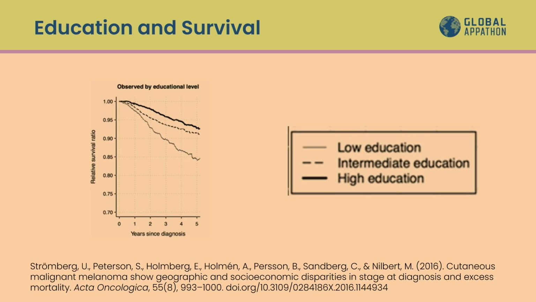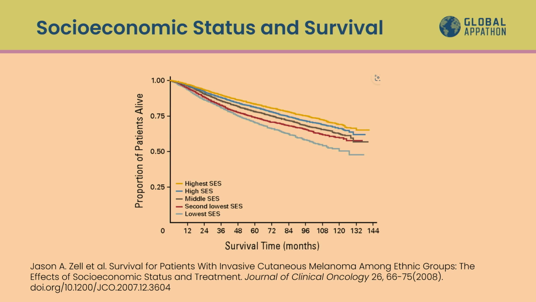Unfortunately, access to dermatologists for speedy diagnosis and treatment can be quite difficult, especially for individuals with certain levels of education, socioeconomic status, and types of insurance. This figure shows the impact of different levels of education on survival over time in Sweden, with lower education leading to decreased survival. Similarly, this figure shows the impact of lower socioeconomic status on survival over time in patients in California.